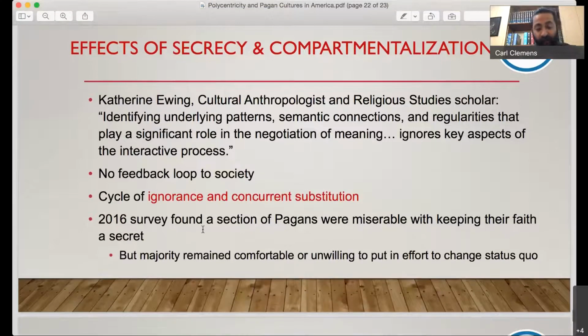A 2016 survey found that a section of pagans were miserable keeping their faith a secret. They wished that they could be more public about their faith, but still the majority of them remained unwilling to put in the effort to change the status quo, and they seemed comfortable with the way things were.